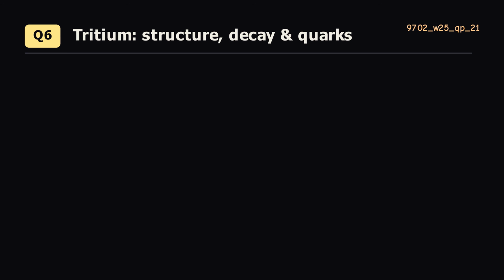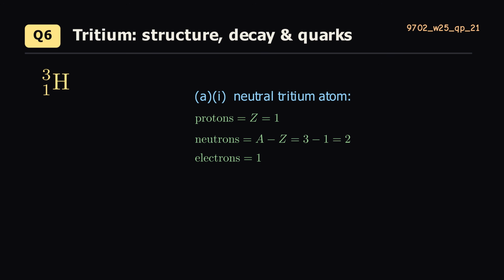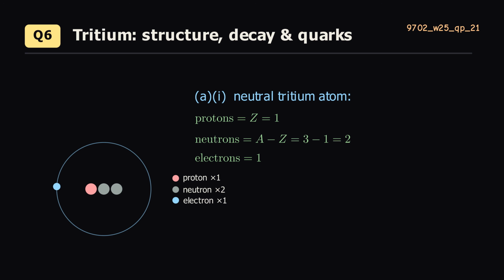Paper 9702, October-November 2025, Question Paper 21. Question 6. Tritium, structure, decay, and quarks. Part A. Part 1. In a neutral tritium atom, 1 proton, because Z equals 1, 2 neutrons, because A minus Z is 3 minus 1, and 1 electron. Part A. Part 2. Tritium has 1 proton and 2 neutrons in the nucleus, with 1 electron orbiting around it.